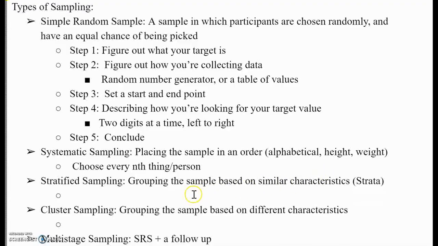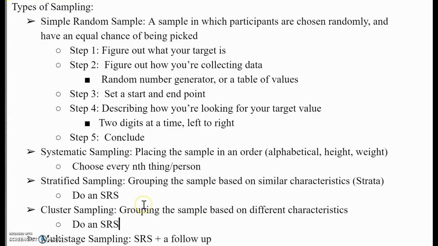Stratified sampling is just grouping the sample based on something that is similar characteristics, which we call a strata. From here on, you just do an SRS. A lot of people will forget what SRS means, but they just need to remember that it's a simple random sample. After you figure out what you're characterizing them on, you just have to do your SRS. Cluster sampling is very similar again to stratified. It is basing them off different characteristics, and then from there you do an SRS.